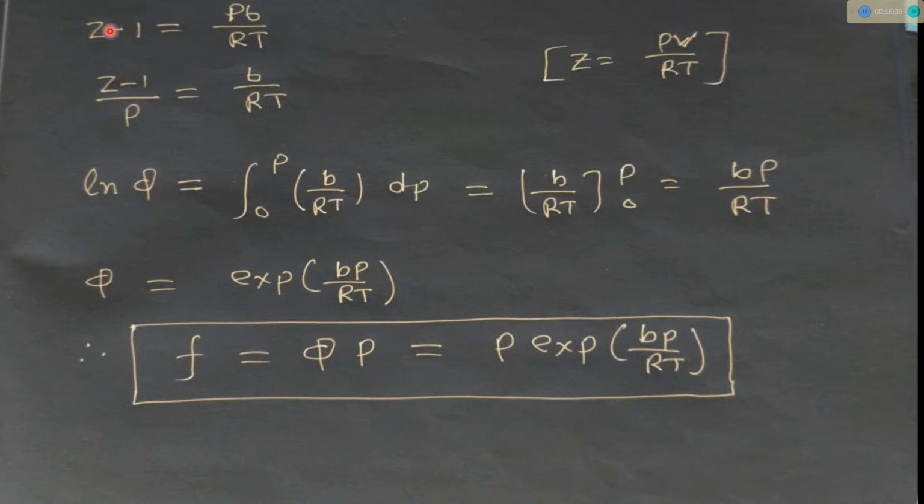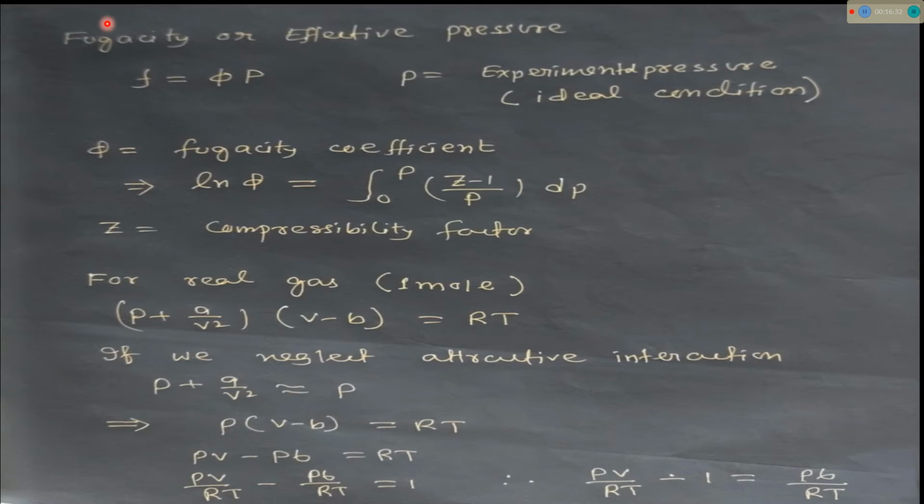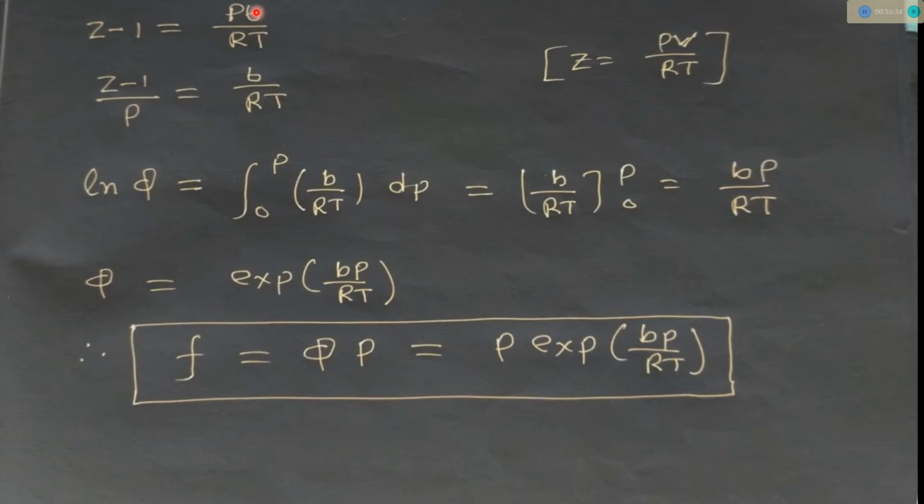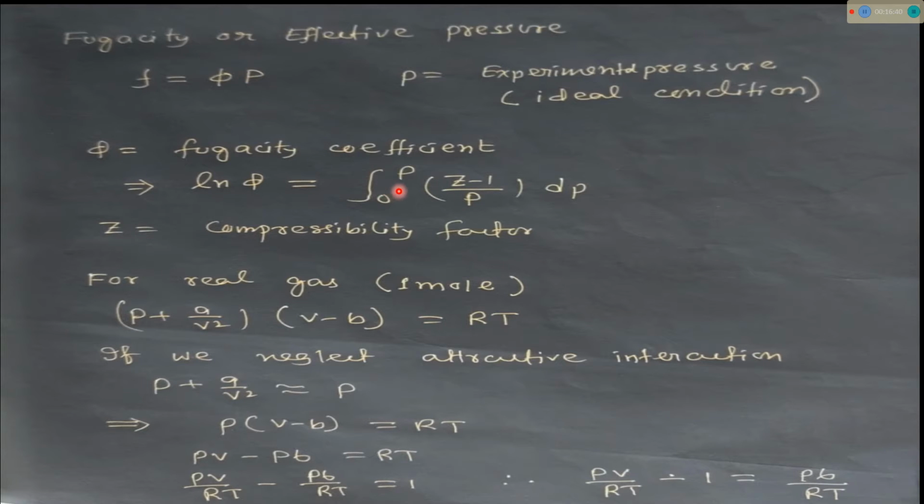So from these previous equations, we can write Z minus 1 is equal to PB upon RT. So Z minus 1 upon P is equal to B by RT. We just try to find an expression like that, Z minus 1 upon P. Then we will put in these expressions to find the phi. Then we will automatically get the value of effective pressure, or fugacity, from these expressions. So now from this whole calculation, we are trying to find this kind of expression.